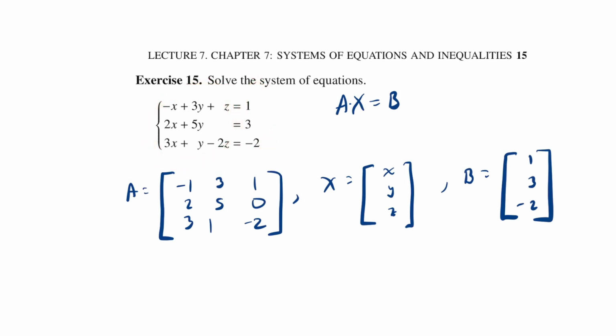And then this becomes the identity, and the identity times X is just X. So this is what we're trying to solve here. We're trying to find the inverse matrix, multiply that by B, and that's your answer. So instead of doing that process all over again, I'm going to tell you what the inverse of this matrix is using my calculator. Give me a second while I type it in.